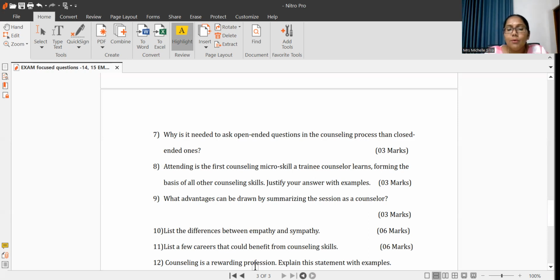Attending is the first counseling micro skill. A trainee counselor learns it, forming the basis of all other counseling skills. Justify your answer with an example. So simply, attending is the very foundation skill for counseling. You have to justify your answer with an example. 3 marks is not sufficient. Please correct it as 6 marks.